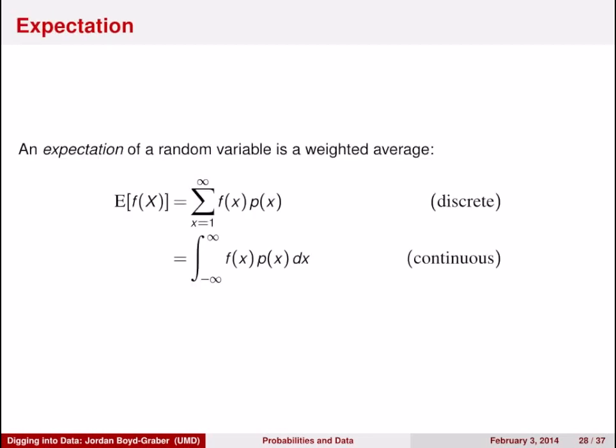We represent expectations by a capital letter E. The expectation of a function f is represented by E square brackets around the function f. Then we evaluate that function f over the support of the distribution, multiplying the function f by the probability at each point x. For discrete distributions, this amounts to a sum. For continuous distributions, this amounts to an integral.